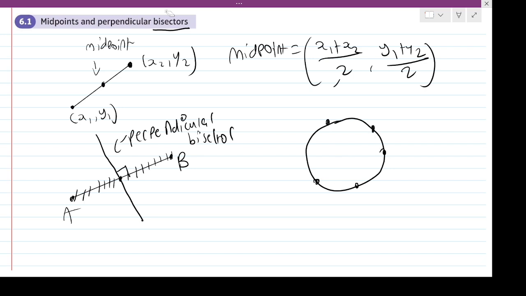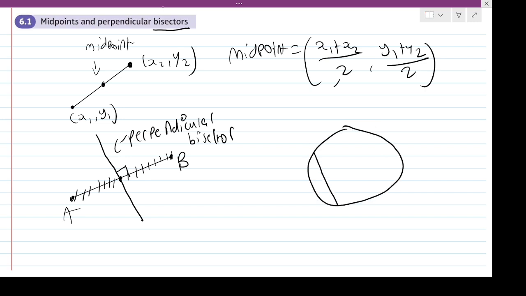Well, again, let's get rid of all this. Let me just draw another generic chord in a circle. Let's say we have this here. This chord here.